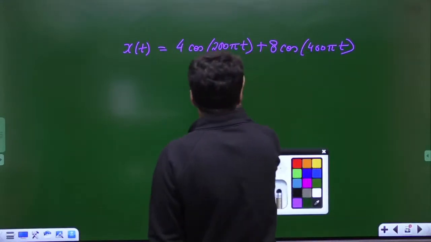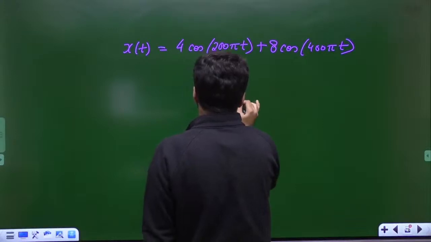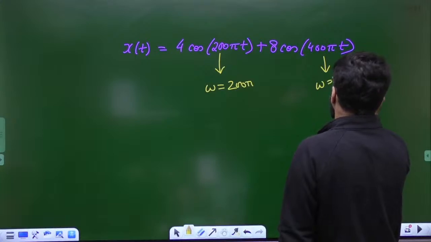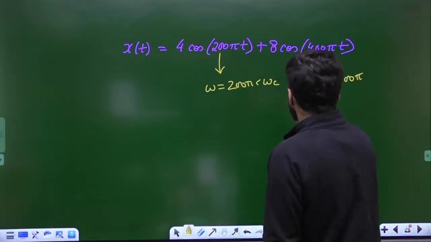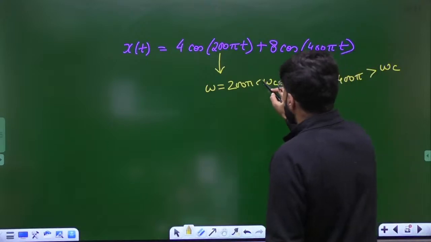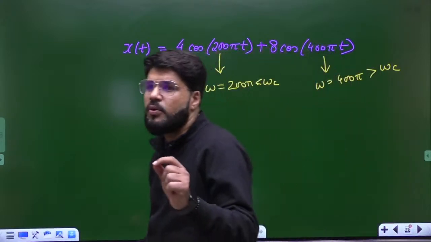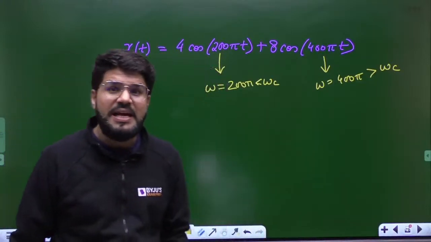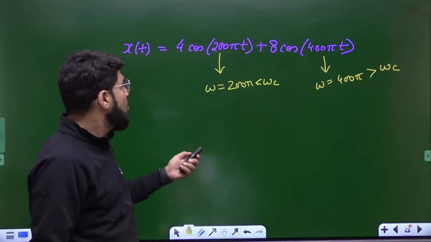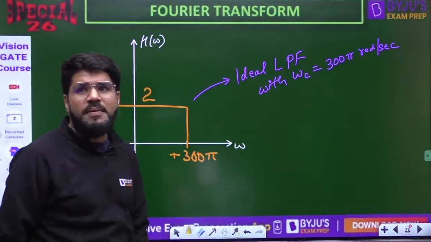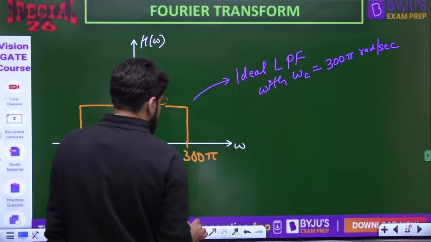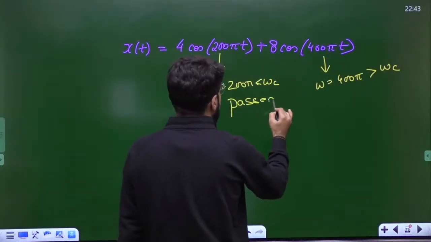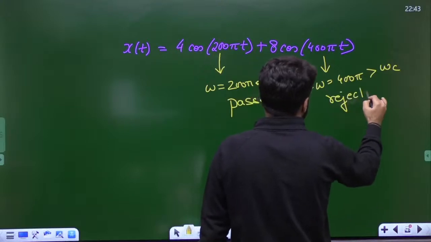So the input has two sinusoidal terms. One has the frequency 200 pi, another has the frequency 400 pi. Now one of them is less than omega c, but another one is greater than the cutoff frequency of the filter. When this signal is the input to the filter, only those frequency components which are up to 300 pi will be passed. This is your cutoff frequency. So this one is in the pass band, this one is in the reject band, and that is rejected.